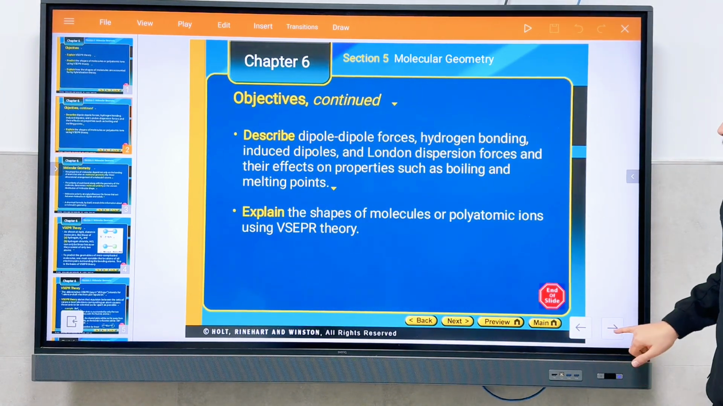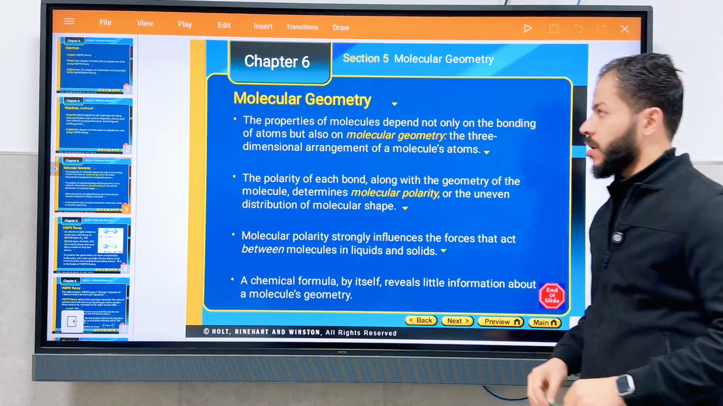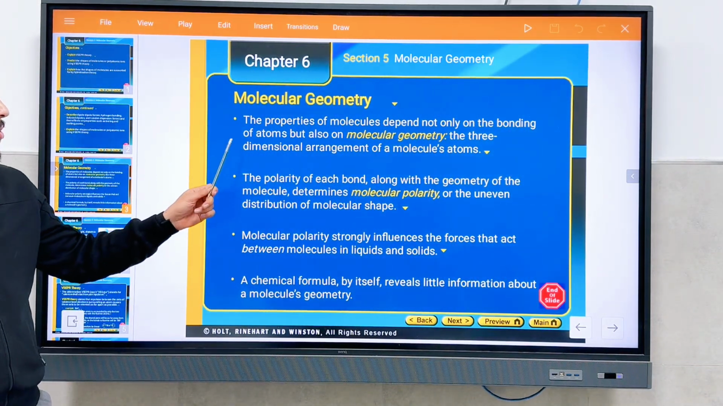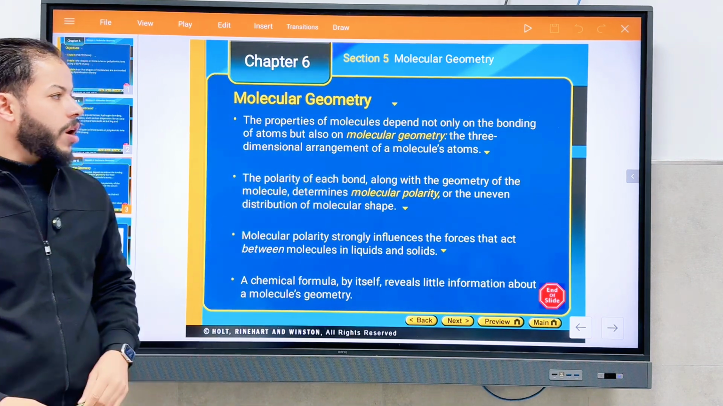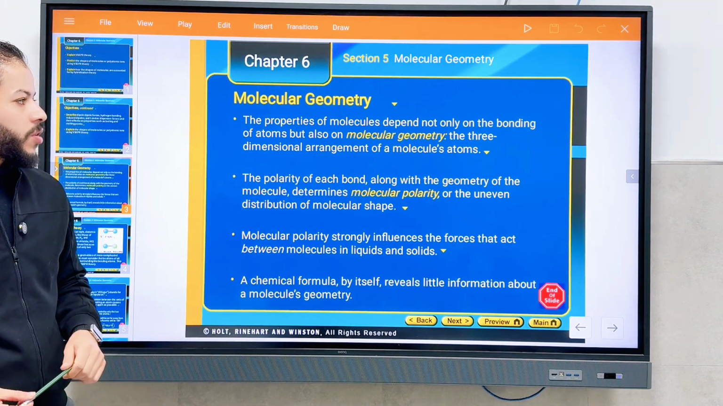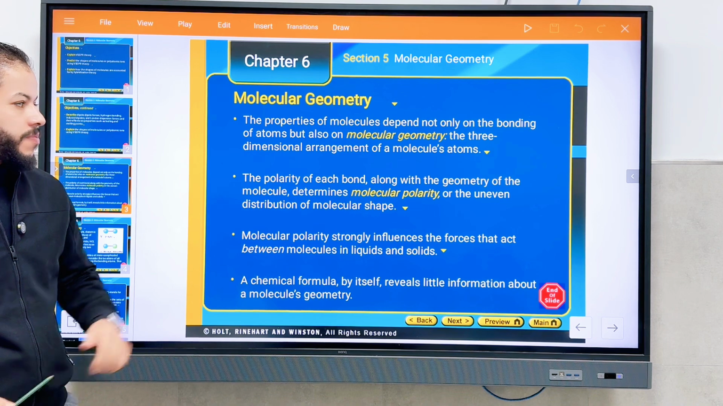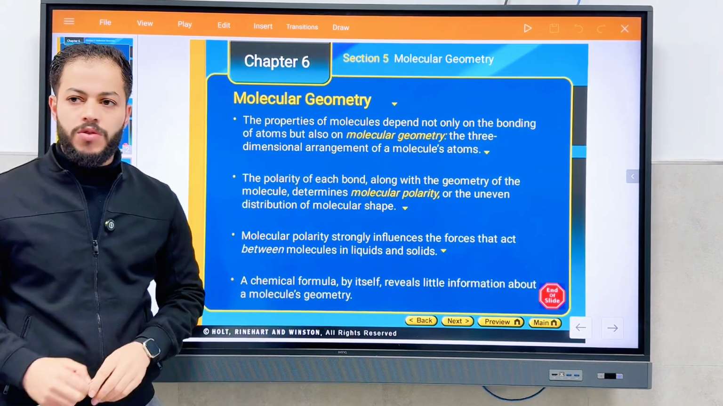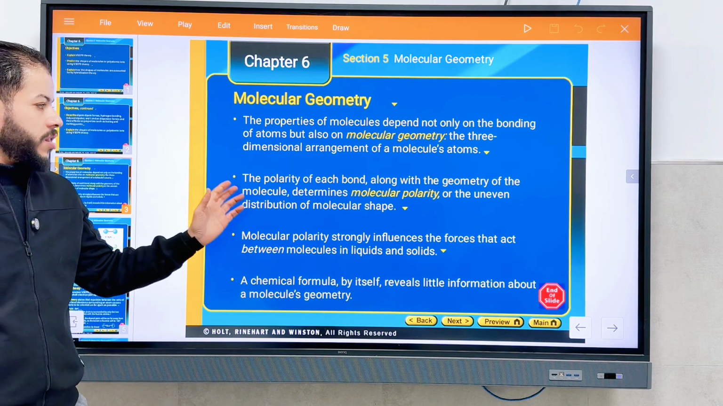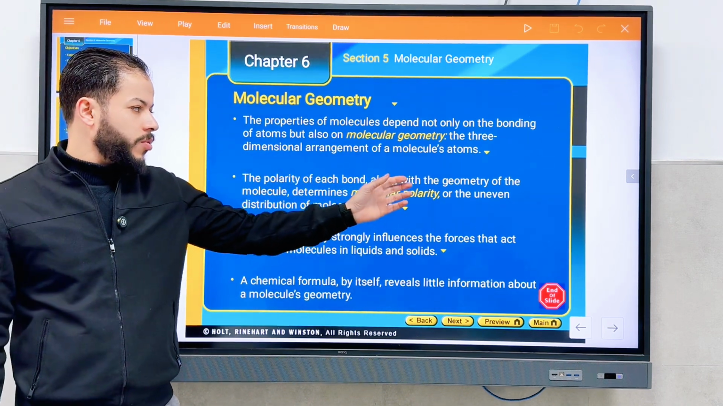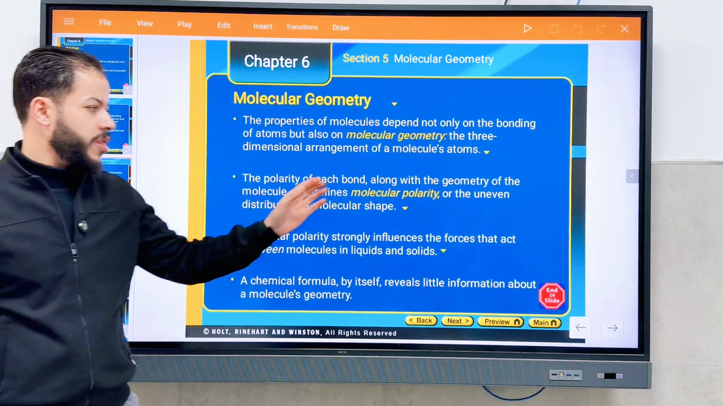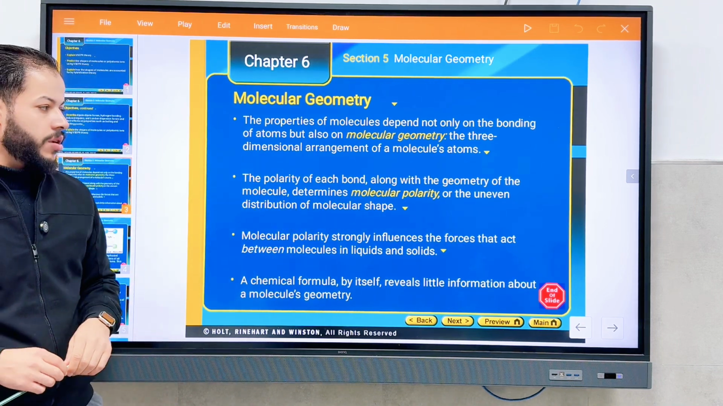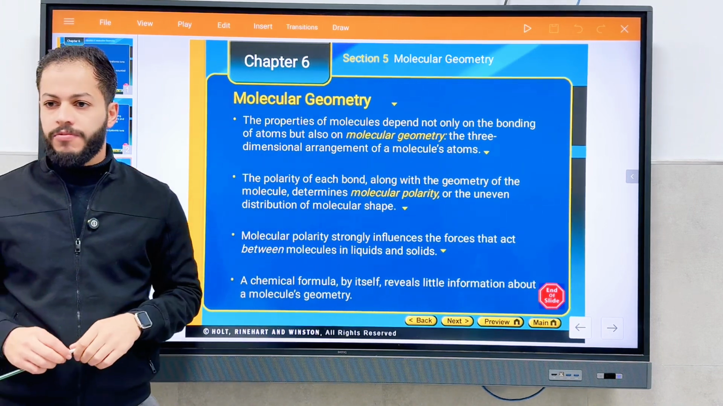So first, what is molecular geometry? The properties of molecules depend not only on the bonding of atoms, but also on molecular geometry. What is molecular geometry? It is the three-dimensional arrangement of the atoms of the molecule. The polarity of each bond, along with the geometry of the molecule, determines the molecular polarity, or the uneven distribution of charge across the molecule. We study the polarity, right?